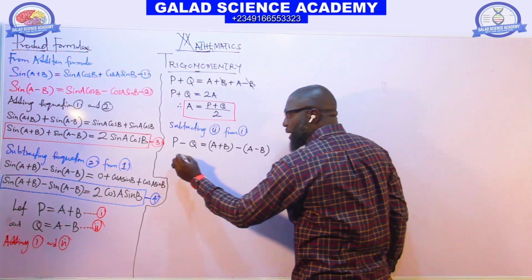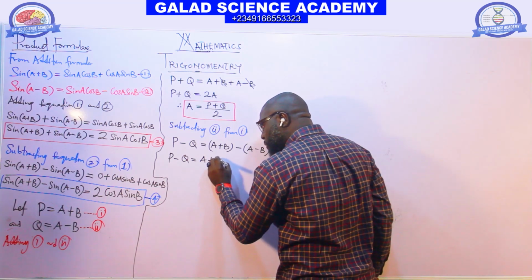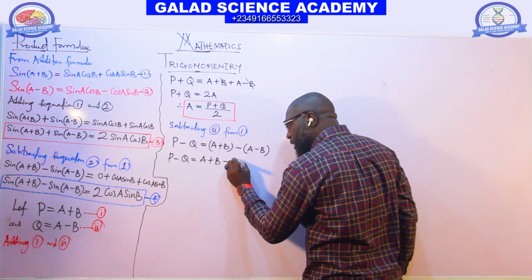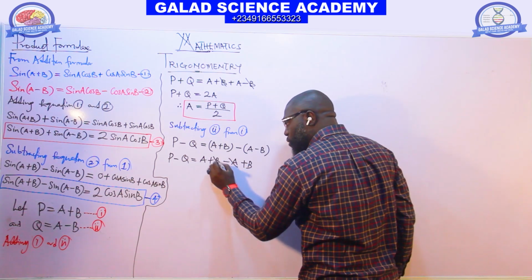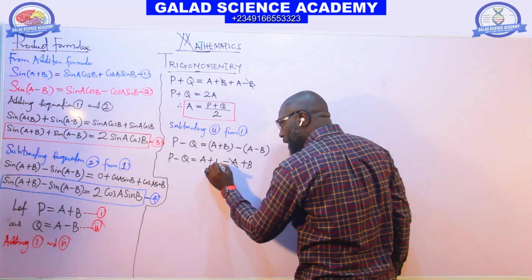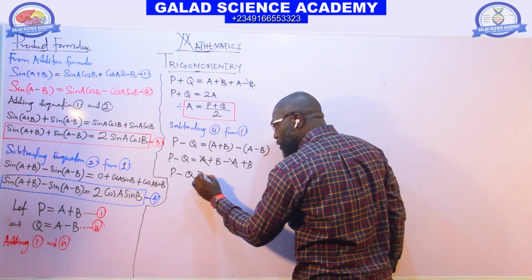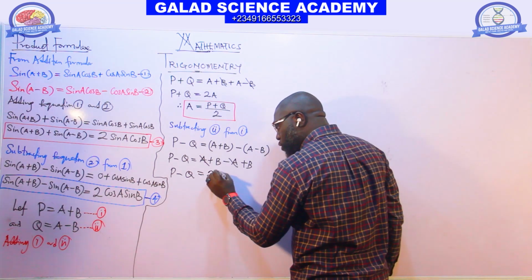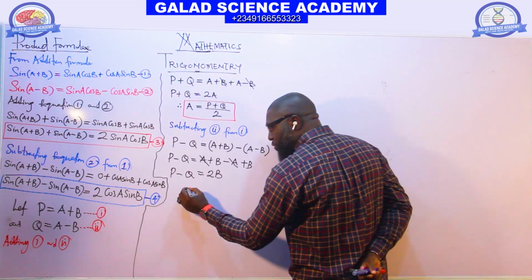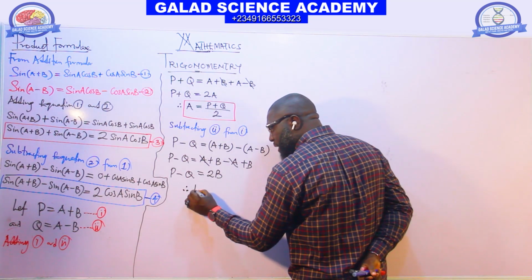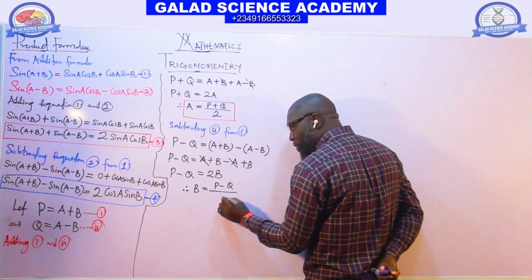By doing that, P minus Q will give us A plus B minus A plus B. The A will cancel the A. You will now have P minus Q equal to 2B. So when it's equal to 2B, therefore my B should now be P minus Q over 2.